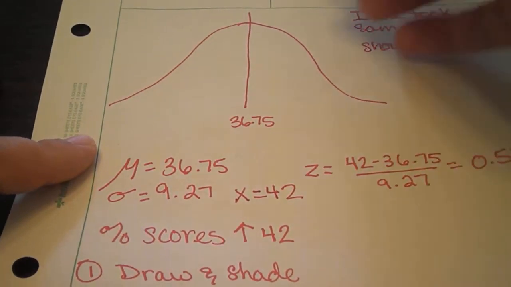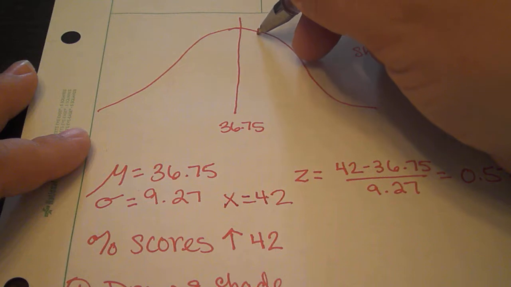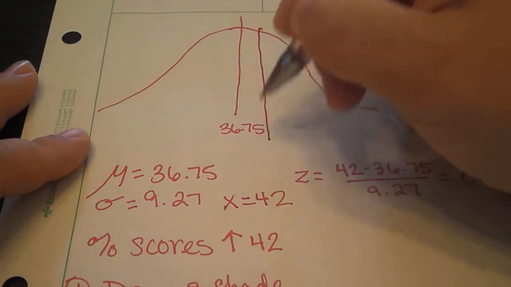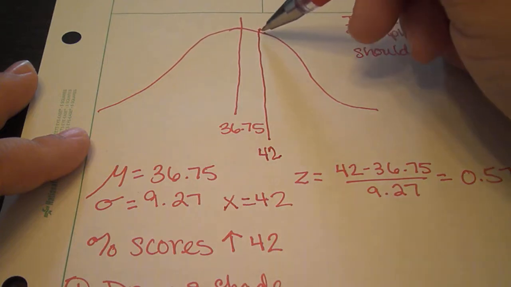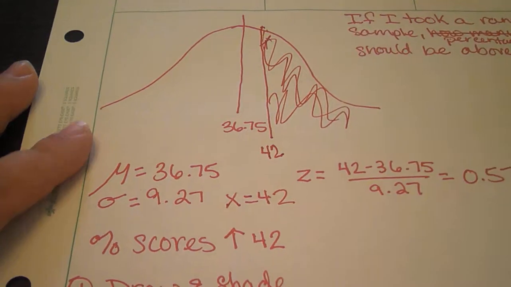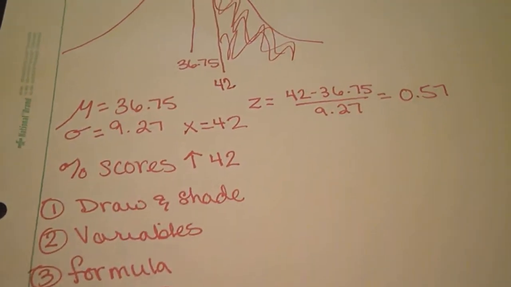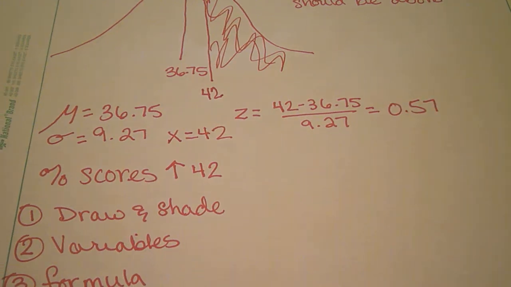Since I know that 42 is within one standard deviation, we're going to draw this guy right here and label him 42. Do I want to know above or below? I want to know above. So I'm going to shade this guy in. There we go. I have already done the math. I can see that my z-score is 0.57.